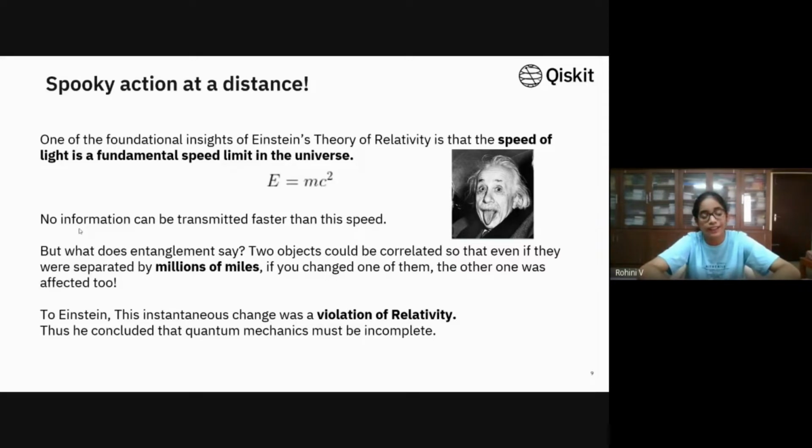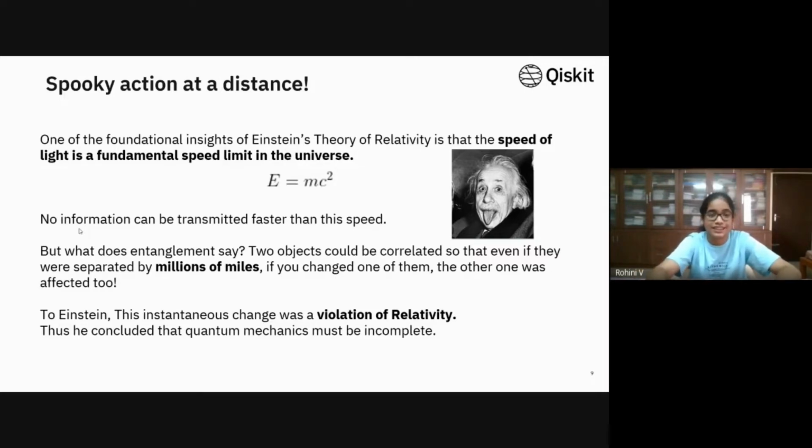But what does entanglement say? You can be millions of miles apart, and if you affect one qubit, the other one changes too. And Einstein was like, oh no, how could that happen? It's violating my theory of relativity. So he concluded that quantum mechanics must be incomplete, and he was against this.